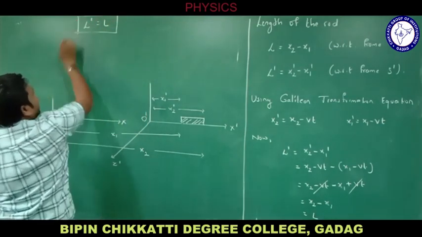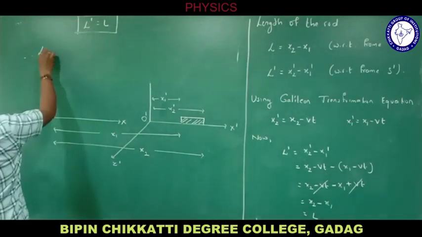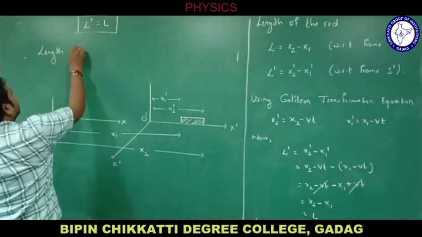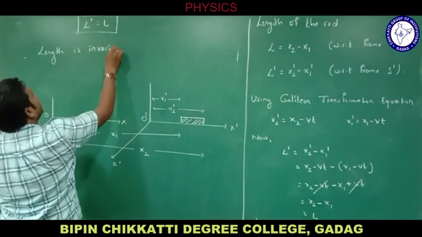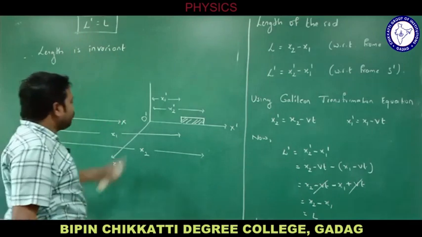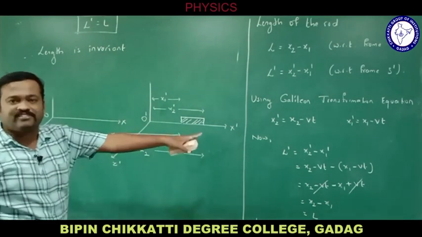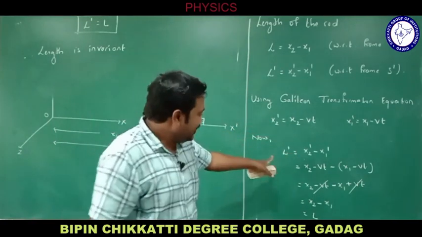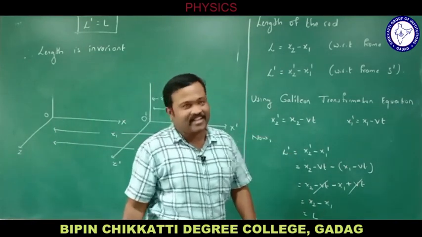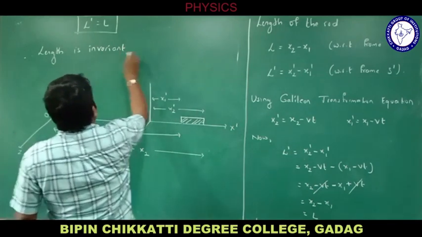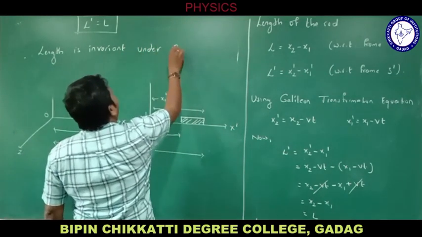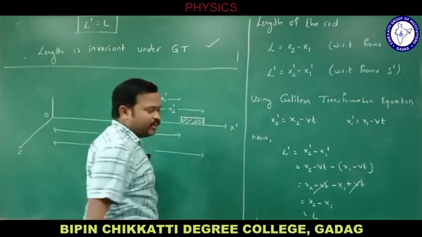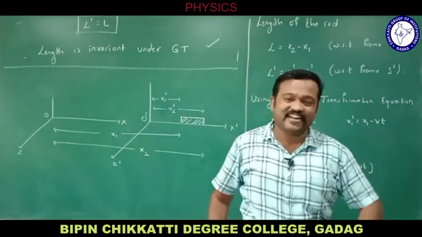What is the meaning of L dash equals L? Therefore, length does not change. Length is invariant, meaning it is not changing from the frame of reference S to S dash. The length of the rod remains the same. That is what I have proved here, L dash equals L. So since L dash equals L, length is invariant under Galilean transformation. This is how we need to prove length is invariant under Galilean transformation.